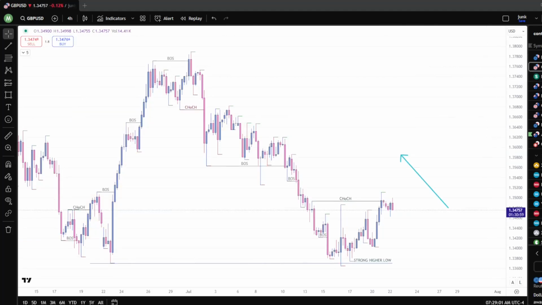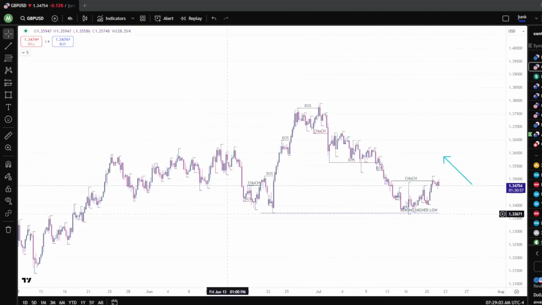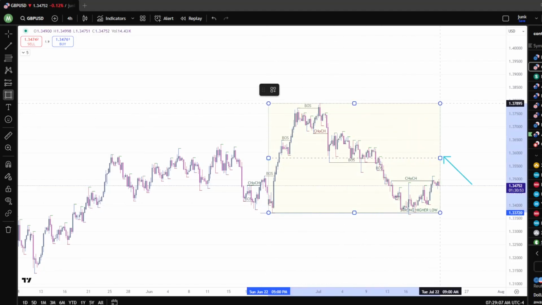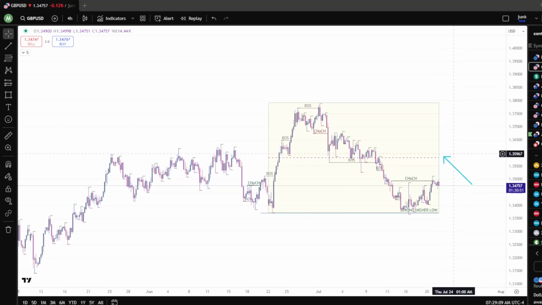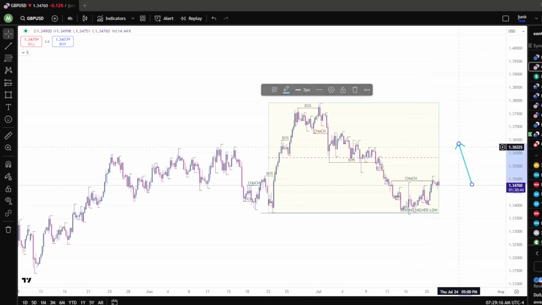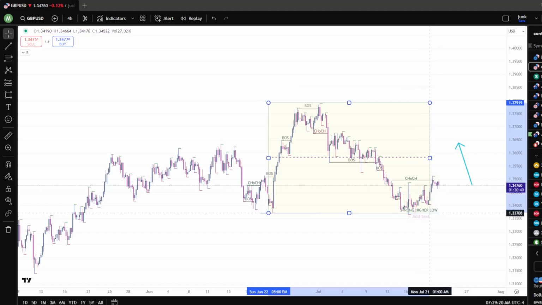GBP USD. Let's go and map out the current range. So it's a lot more bullish, as I've been saying, than Euro. Prices really came back down deep into discount and started to consolidate sideways, but now its internal structure is bullish, just like with Euro USD.